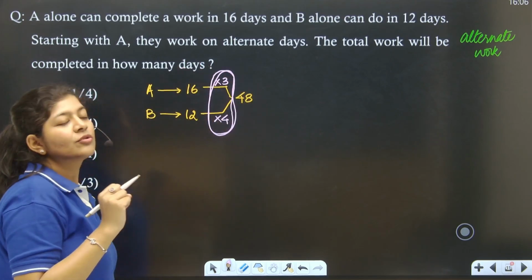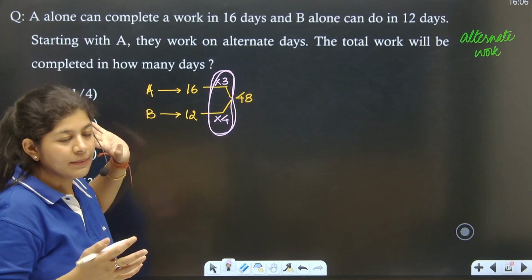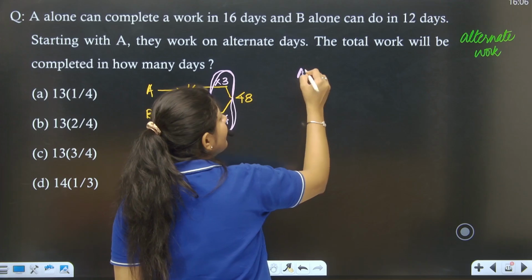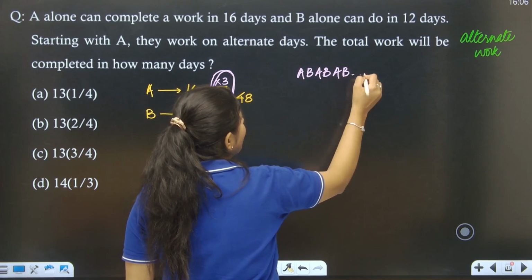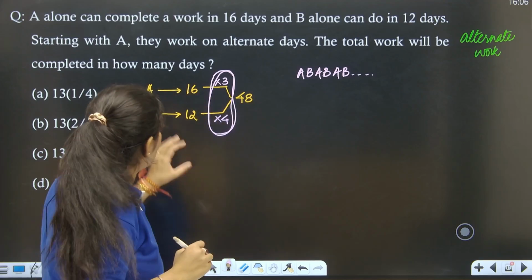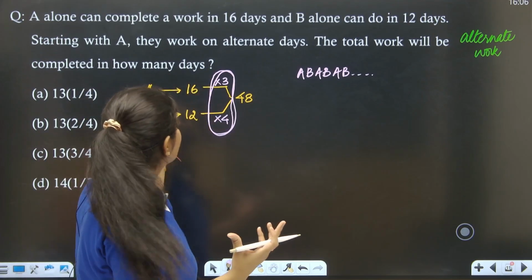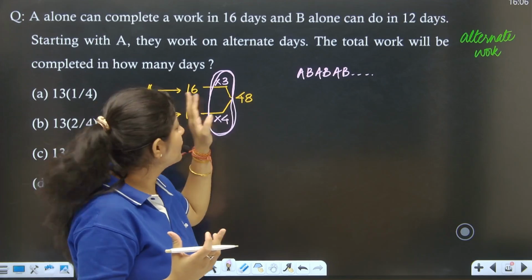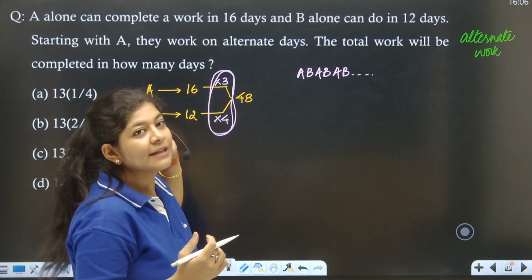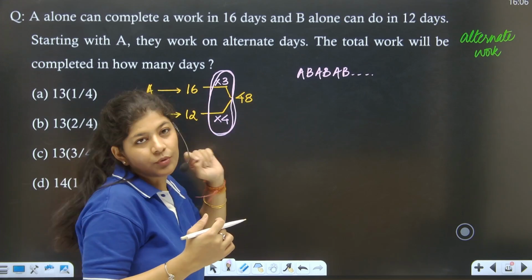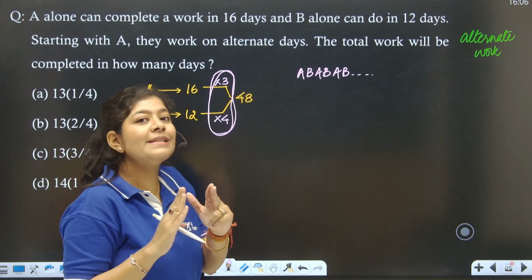As the cycle is not mentioned, we take the default one, that A starts and after that B continues. So basically they are working in AB, AB, AB, this pattern, right? Let's suppose initially A came and did some work with his efficiency, so he completed 3 units of work. The next day B came and completed 4 units of work. So basically in 2 days they can complete 7 units of work.